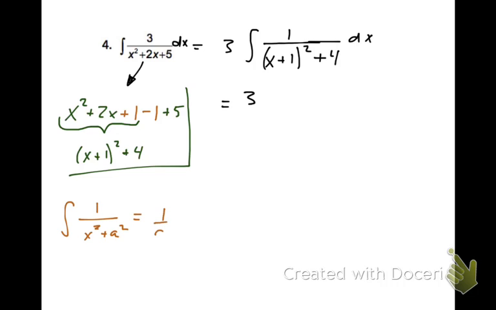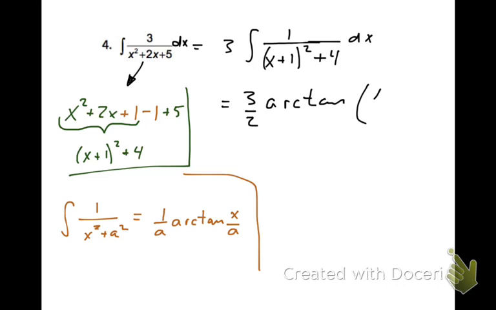If we have this form, something on the denominator, x squared plus a squared, we know that that's going to be 1 over a arctan of x over a. So I'm treating that x plus 1 as my x term and the plus 4 as my a squared term, so a would be 2. There's my arctan, and I'm really just following that formula. So that was a little tricky. It didn't jump out right away, but if you started playing around with that denominator, then you probably would have seen it.